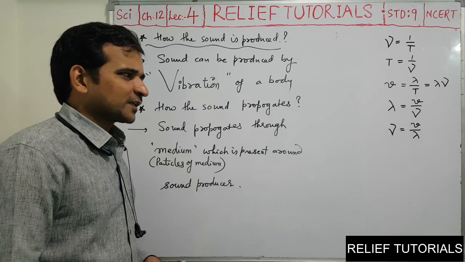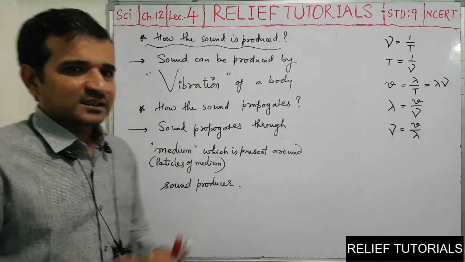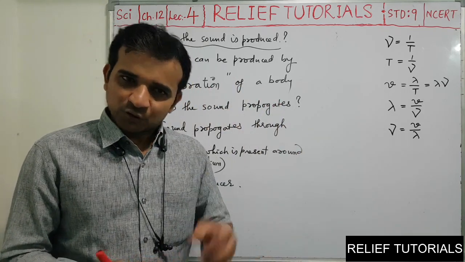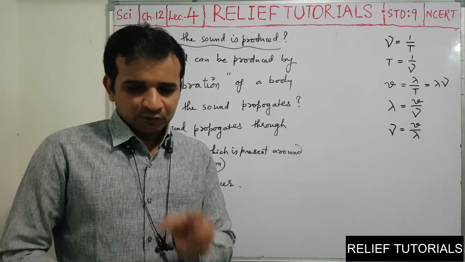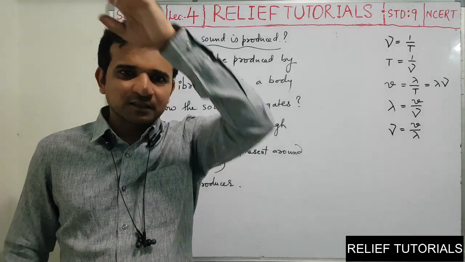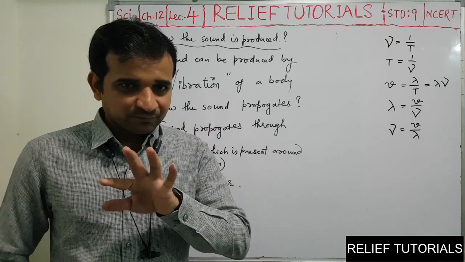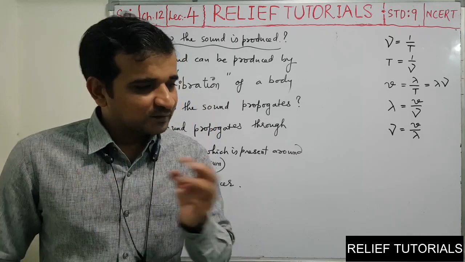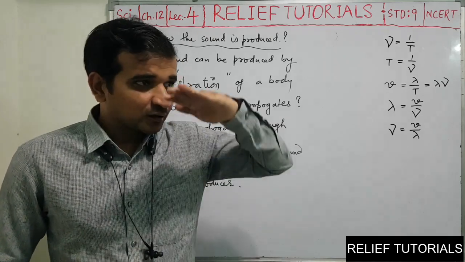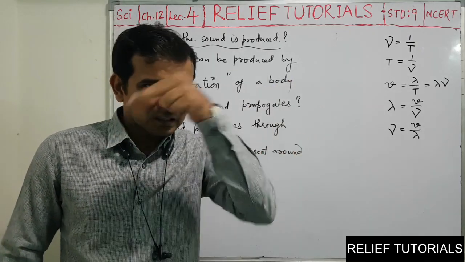One of the activities in your textbook, on page number 164 or so, has a jar with a bell inside it, just like a ringing bell. The wires of this bell are outside the jar. When we switch on, the bell starts ringing inside the jar. The mouth of the jar is closed; just through one or two holes, the wires come out.